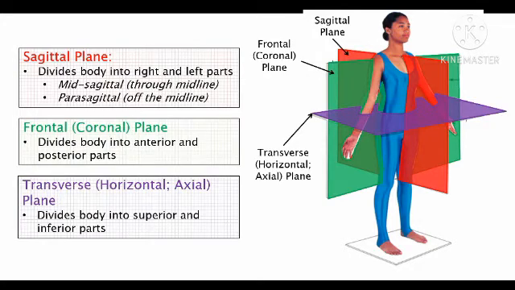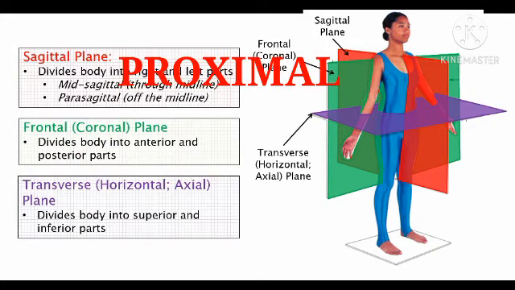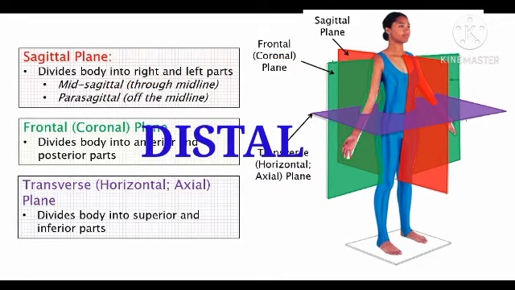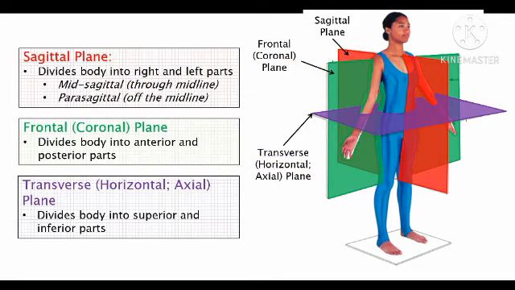On the same transverse plane, I need to introduce you to two terms which are proximal and distal. And we usually use these terms when we are studying the limbs, which is the upper limb and the lower limb. So if something is closer to the transverse plane, it's proximal. And if it's far away from the transverse plane, it's distal. For example, I can say that the hand is distal to the shoulder and the shoulder is proximal to the hand.